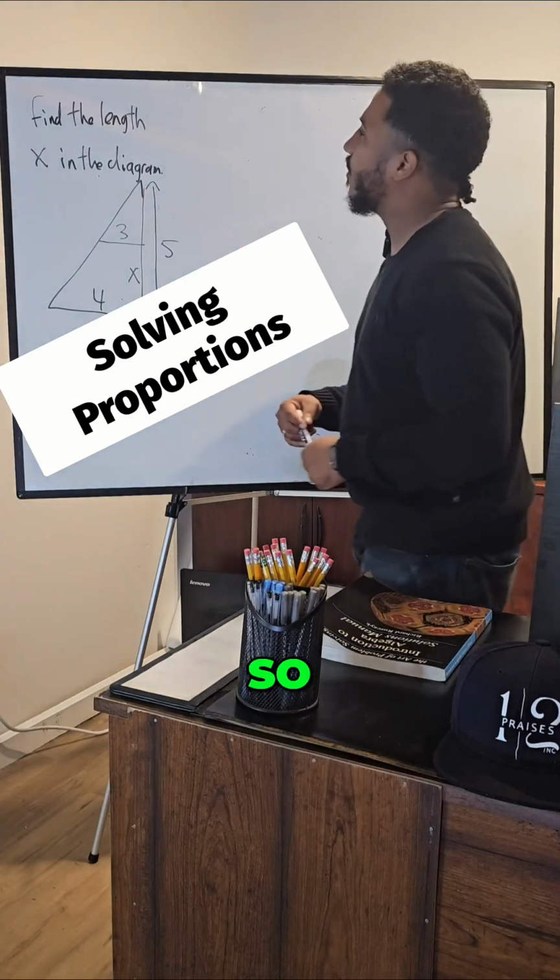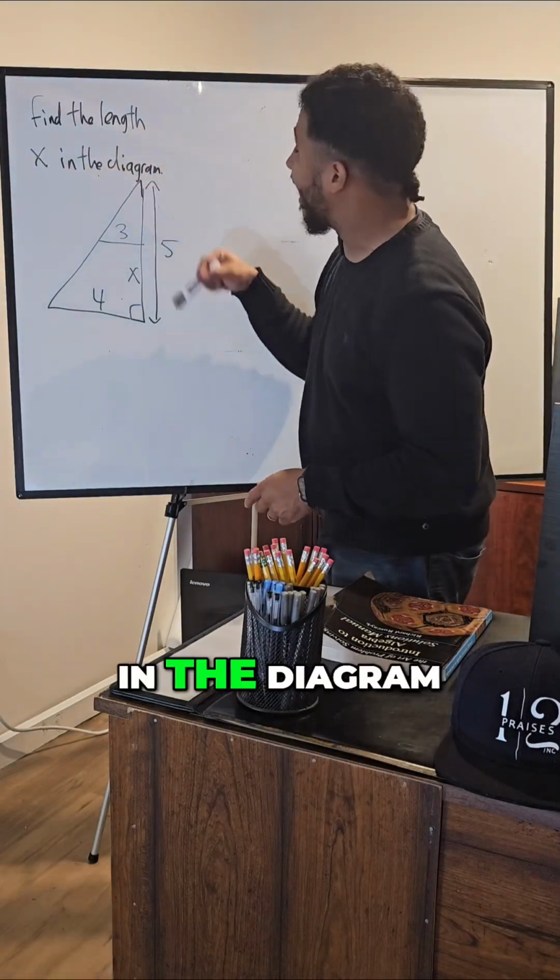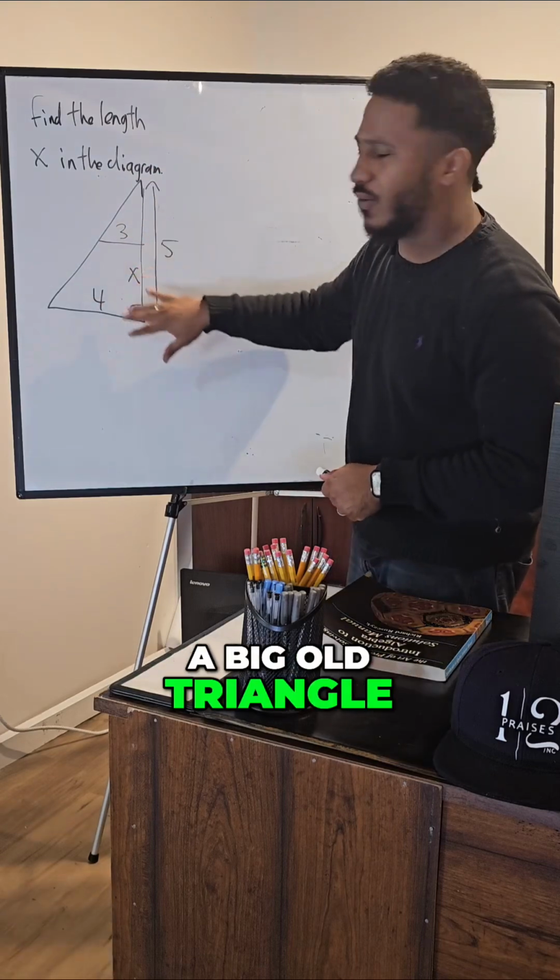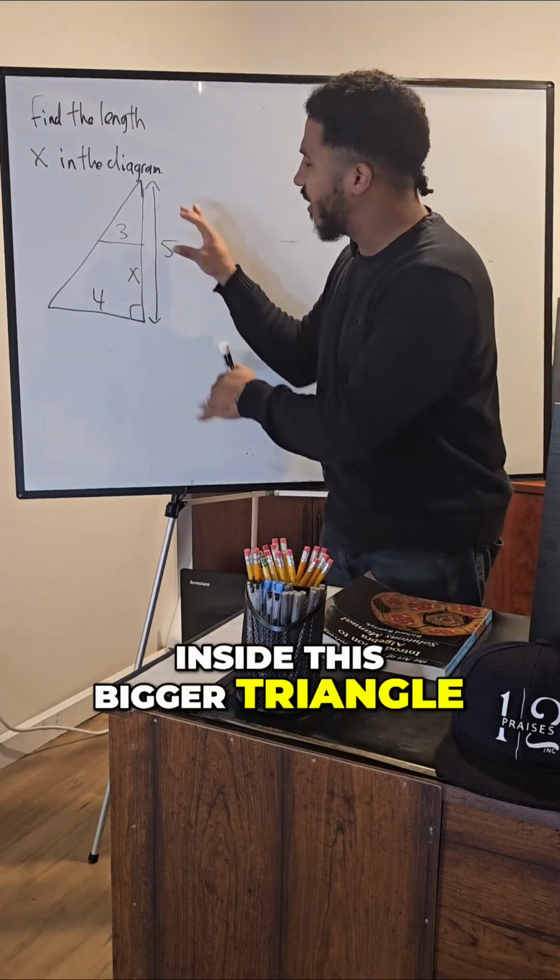Let's try this word problem. This one says, find the length x in the diagram. And here we have a big old triangle, okay? Now, inside this bigger triangle is a smaller triangle.